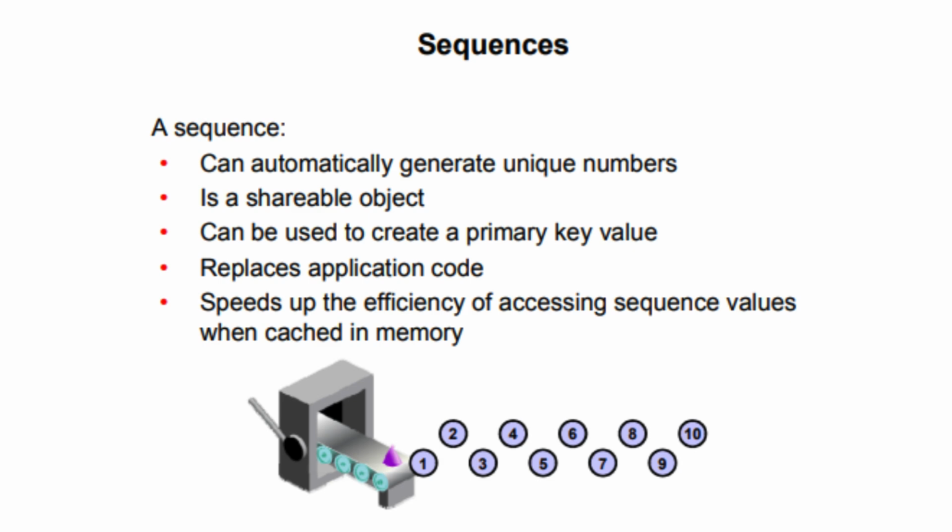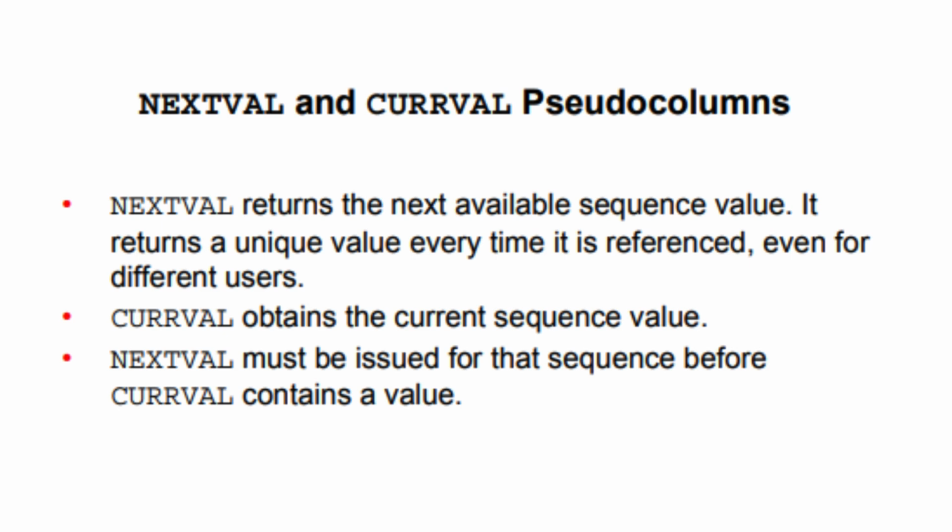This can be a time-saving object, because it can reduce the amount of application code needed to write a sequence-generating routine. Sequence numbers are stored and generated independent of tables. Therefore, the same sequence can be used for multiple tables. After you create your sequence, it generates sequential numbers for use in your tables.